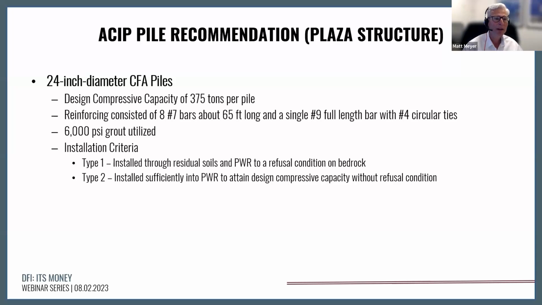So we were envisioning 24-inch diameter piles having a capacity of 375 tons. Reinforcement indicated here, 6,000 PSI grout. Again, same approach, a type 1 and type 2, an end bearing pile, and then when bedrock was not within a reasonable depth, a friction pile.